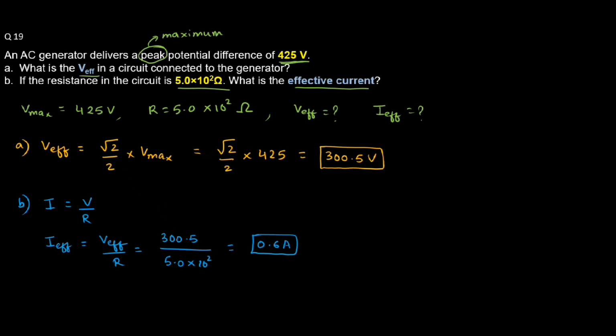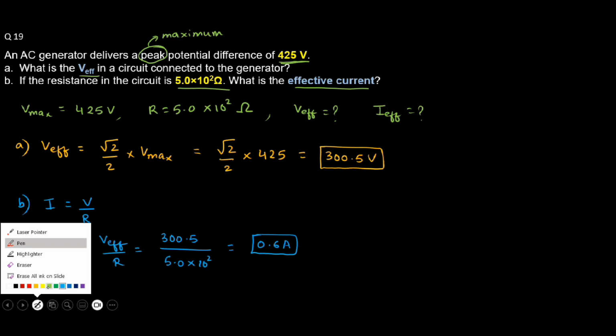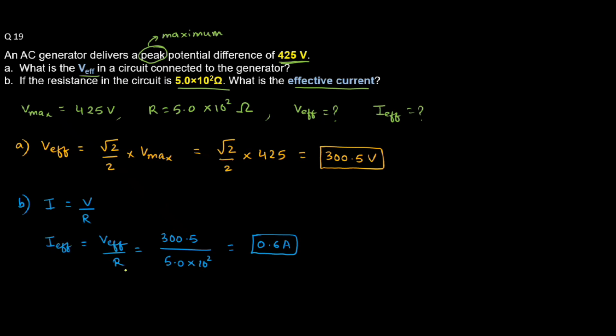So if they do not give you the value of I max and they want you to find current, you can always use the value of V effective to solve it. So if I'm finding effective current, I have to use effective voltage over resistance. And if I were to find maximum current, I will use maximum potential difference over the resistance. Whichever current value you need to find, use that potential difference to solve for it. I effective with V effective and I max with V max.